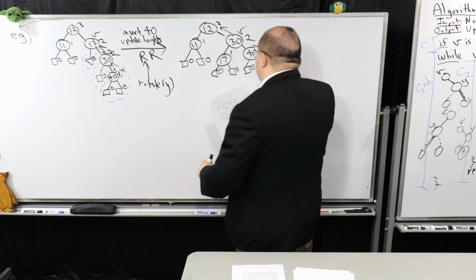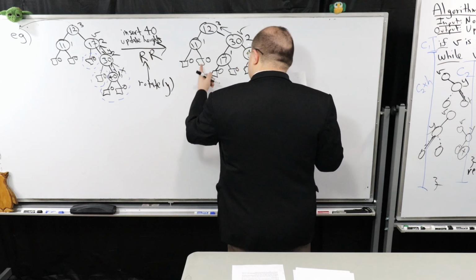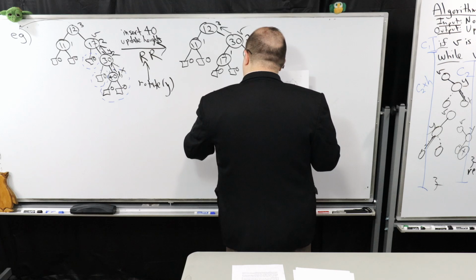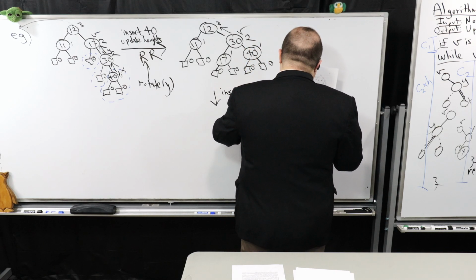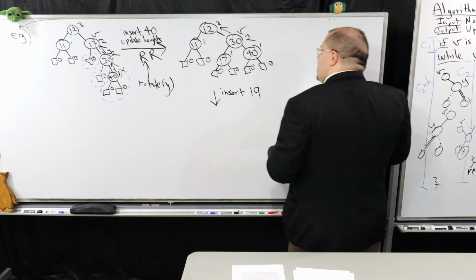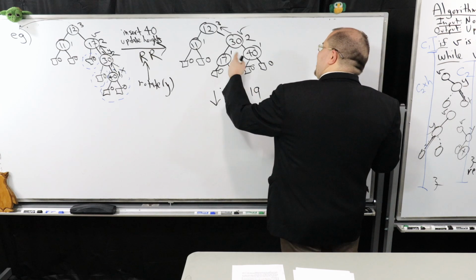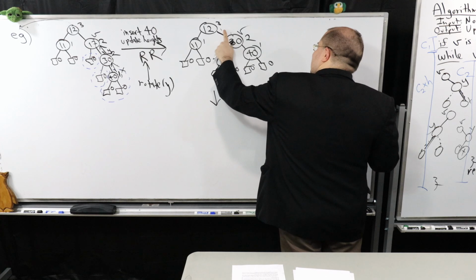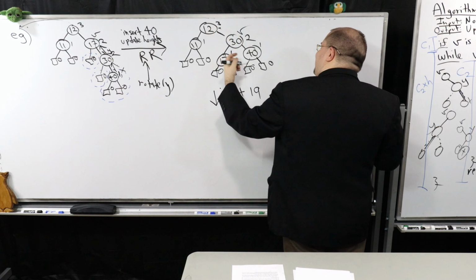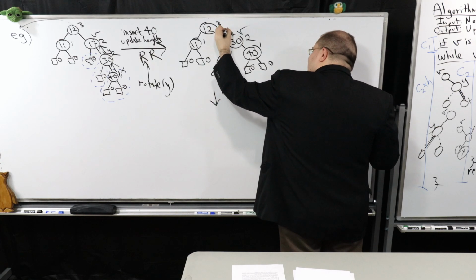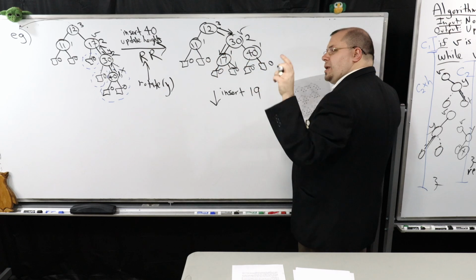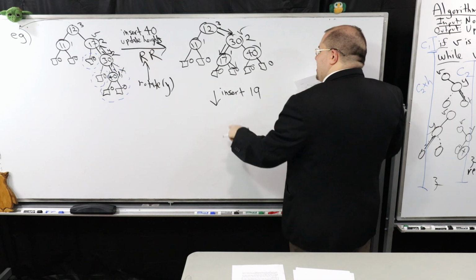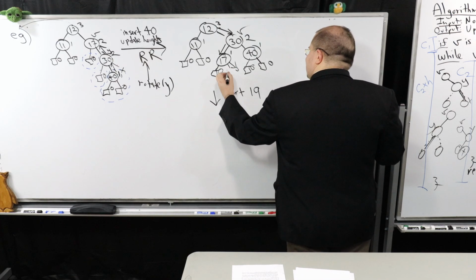So let's try inserting 19 into this tree. Remember, when I do this process, I need to find where 19 should be, right? I go right, I go left, then I go right. I find the node where 19 should be, right? So that's right here.